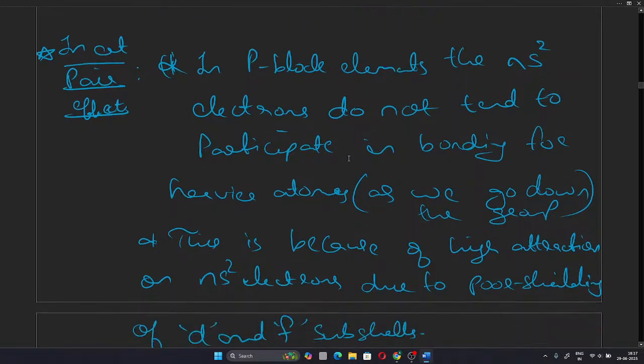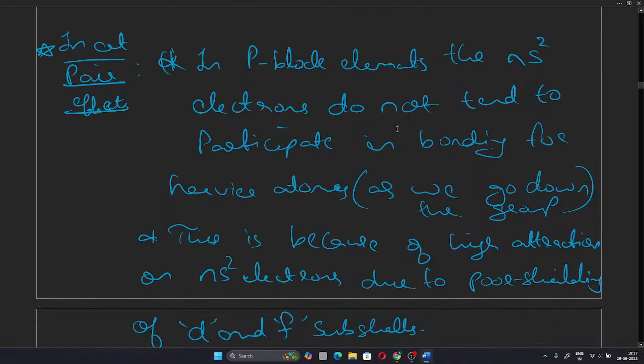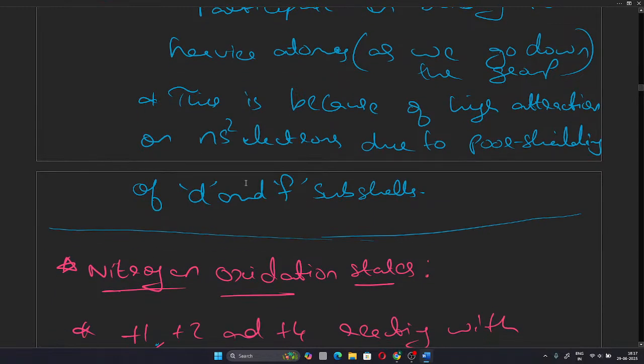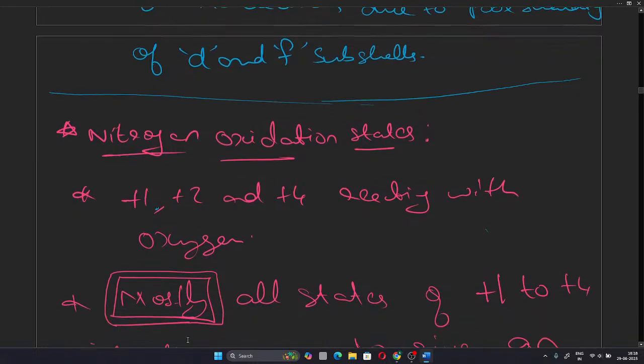Inert pair effect in p block elements: the ns2 electrons do not tend to participate in bonding for heavier atoms as we go down the group. This is because of high attraction of the ns2 electrons due to poor shielding by the d and f subshells.